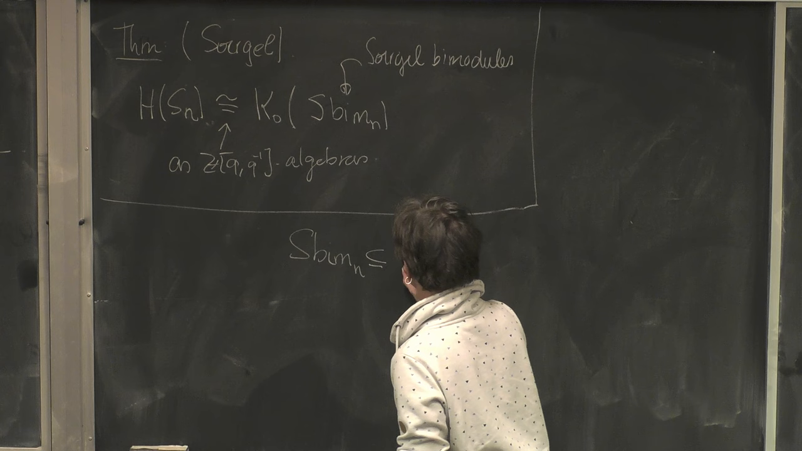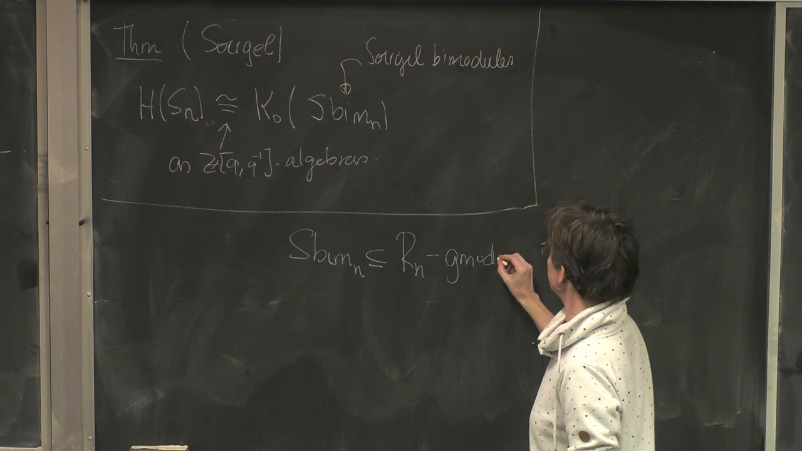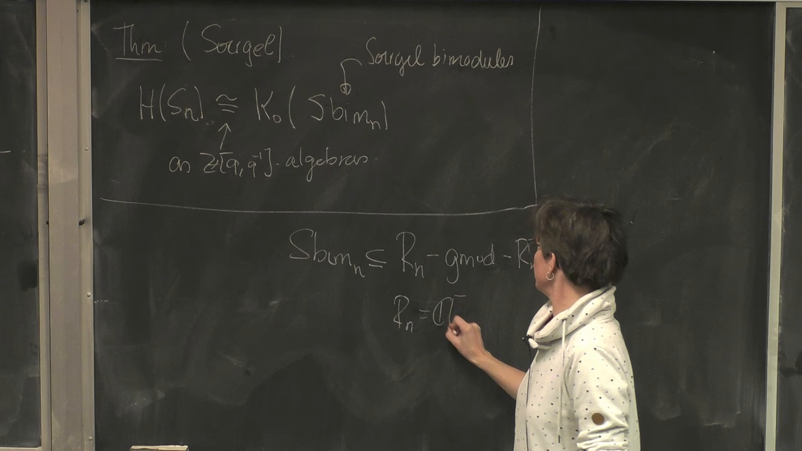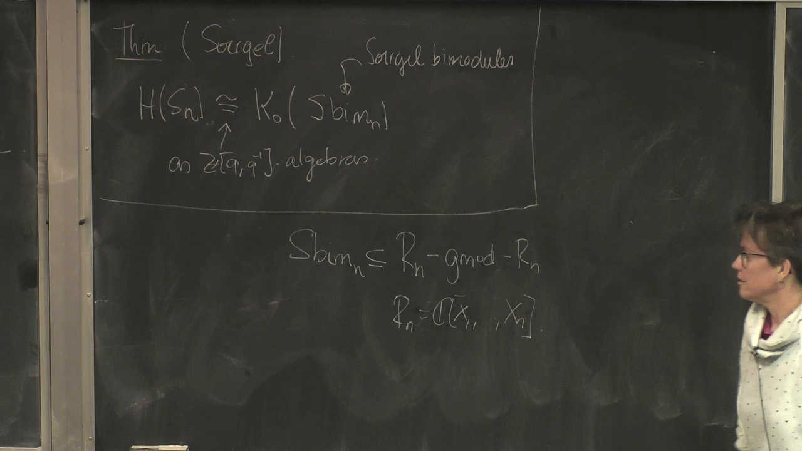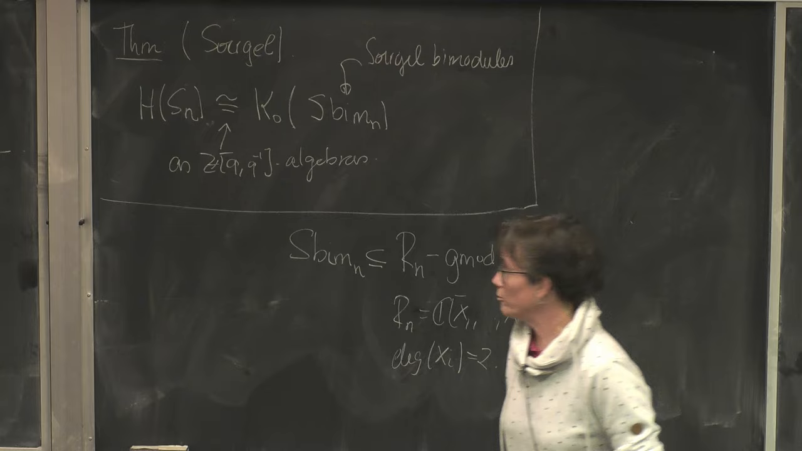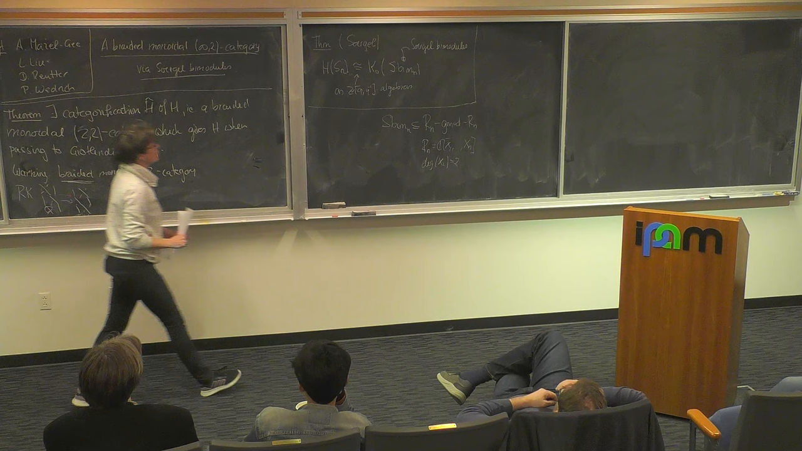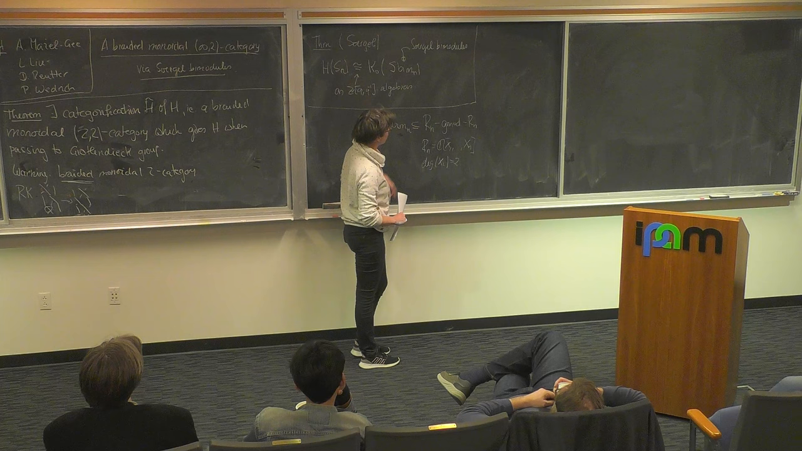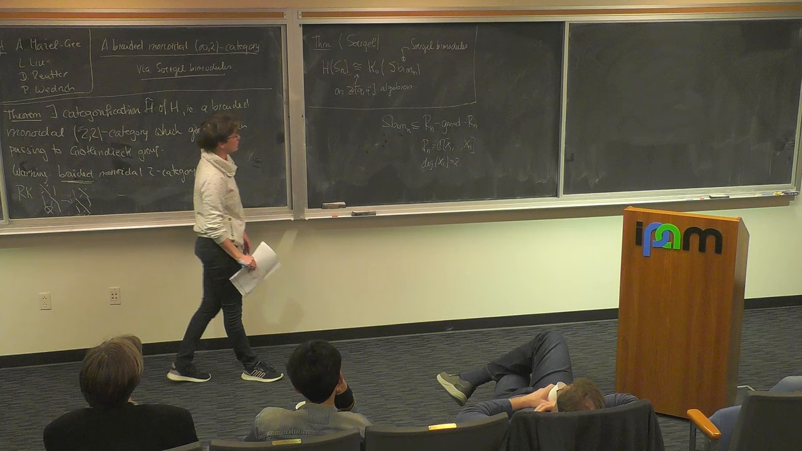So this G means graded over the ring R_n, and R_n is just the polynomial ring. I take complex numbers, but you can do it over any field or even over Z if you want. A polynomial ring in n variables with the grading x_i equal to 2. And geometrically, they arise as IC sheaves, as perverse sheaves in the equivariant derived category of perverse sheaves on flag varieties.